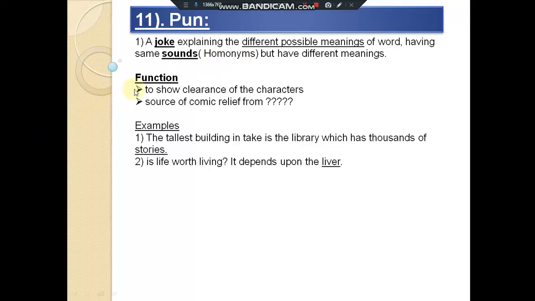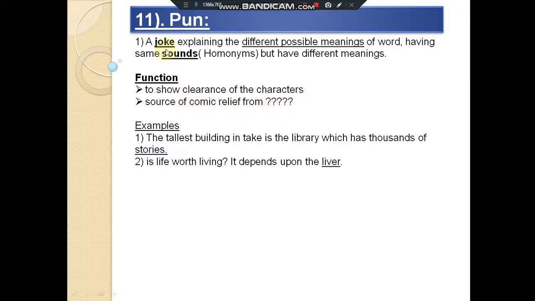For example, and what is its function? To show cleverness of the characters, or just to produce a source of comic relief. Comic relief means relief from any tension, from any problem, from any kind of situation.